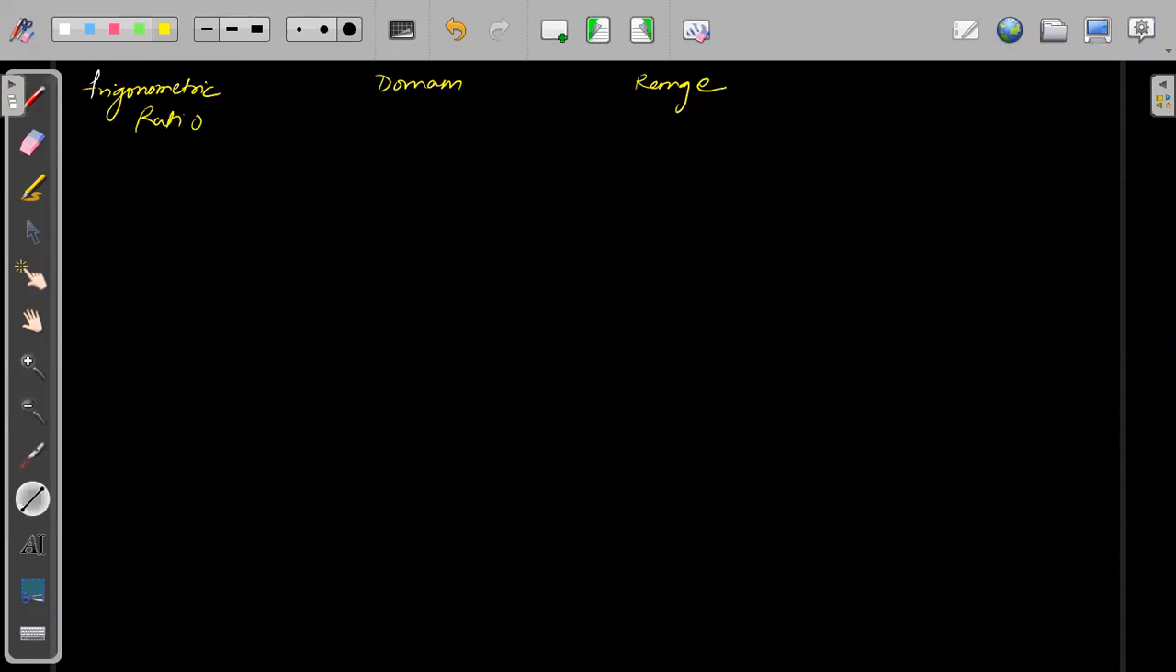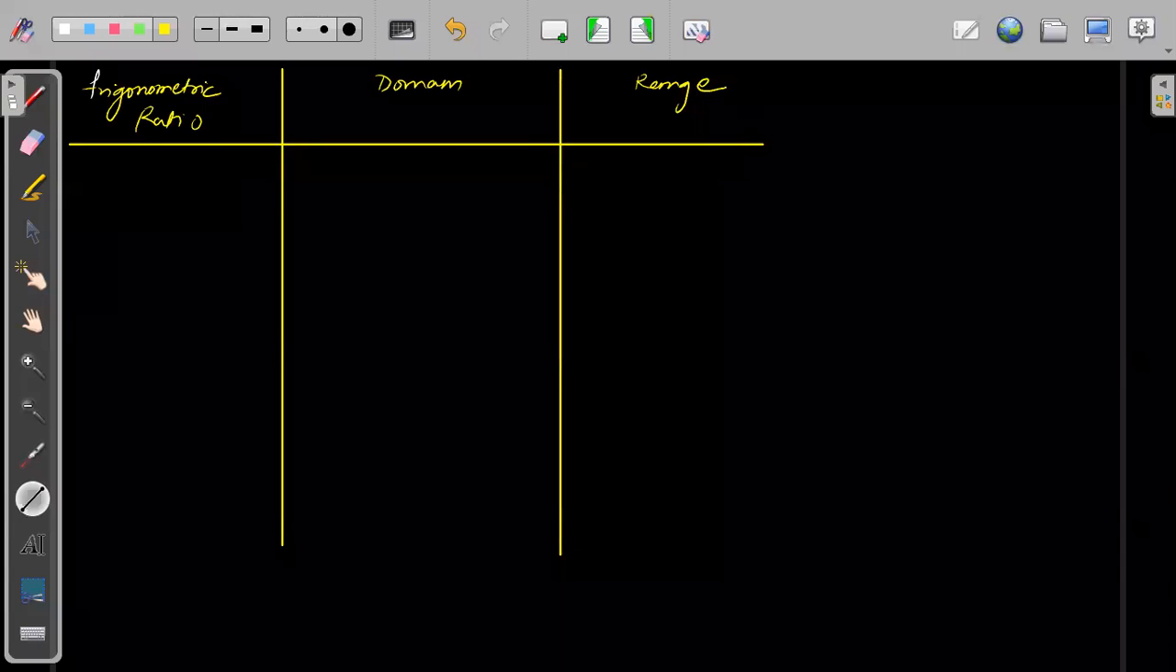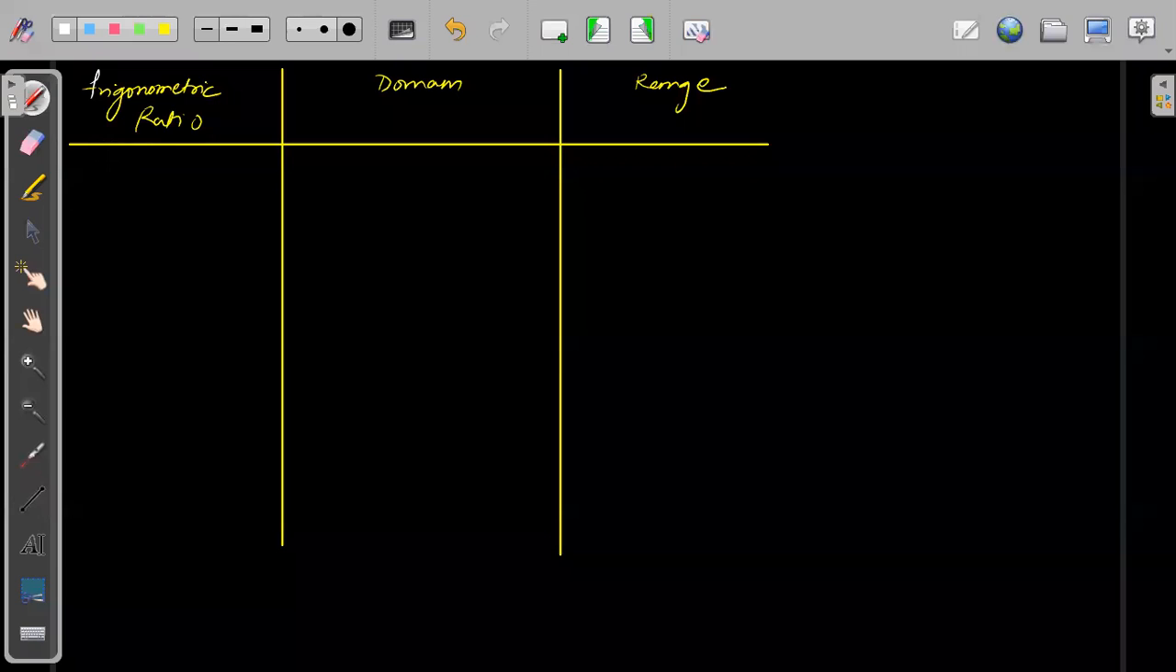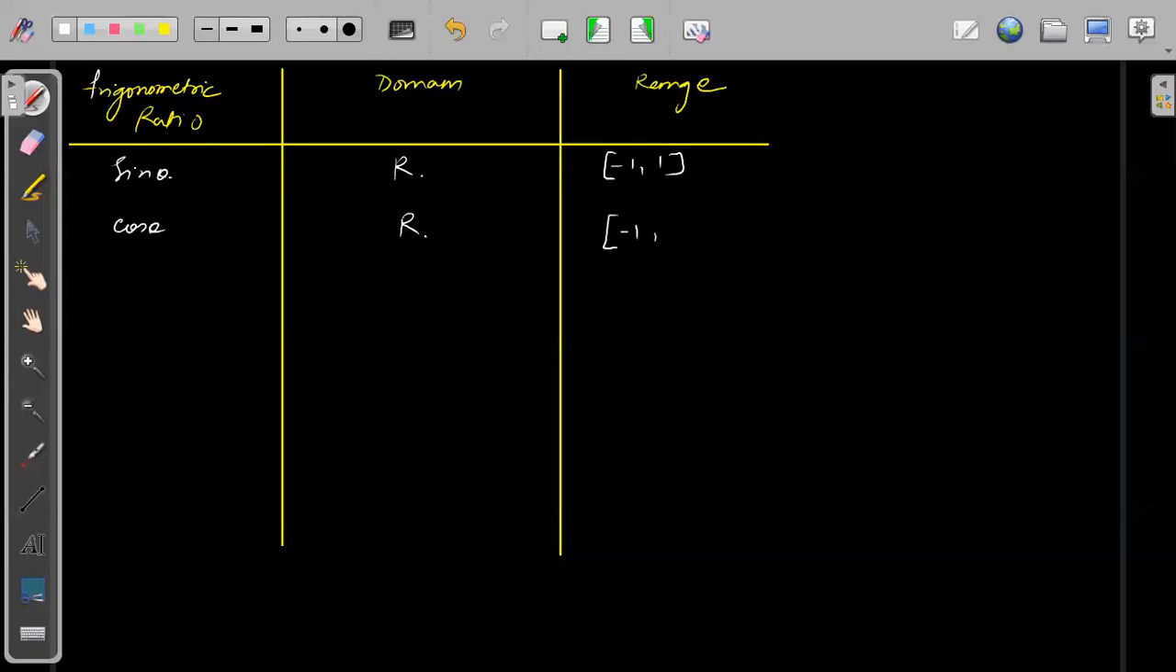Okay, so now let's see if you remember. I will ask questions for each different trigonometric ratio. So sine of theta, tell me what is the domain of sine of theta? Real numbers. What is the range of sine of theta? -1 to 1. Okay. Now cos of theta. What is the domain of cos of theta? R. What is the range of cos of theta? -1 to 1.